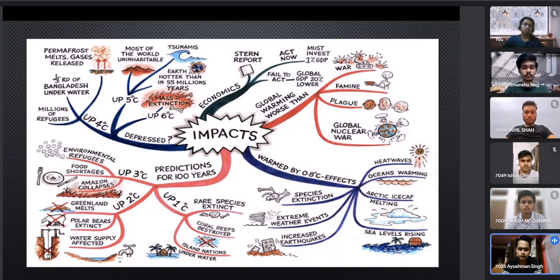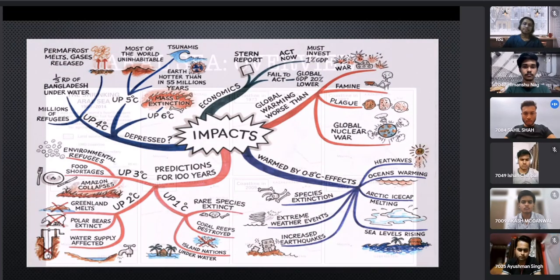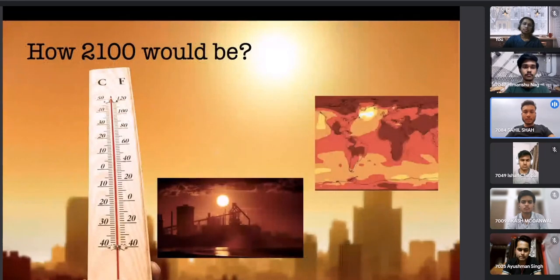Now let's discuss, if it continues, what will be its effect in 2100. Now, here the question arises: how hot would 2100 be? In general, scientists think that the planet is going to get anywhere from 3.5 to more than 8 degrees hotter by the year 2100. But somewhere in the middle of that range is the most likely scenario.